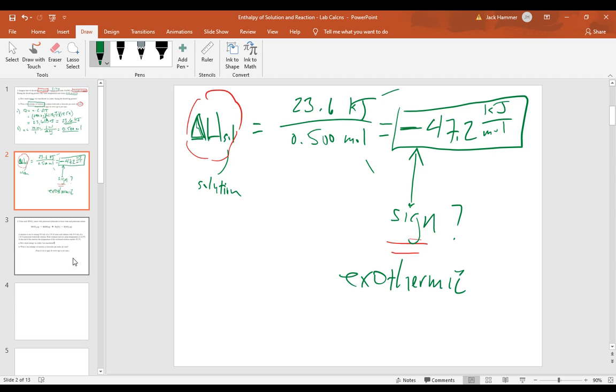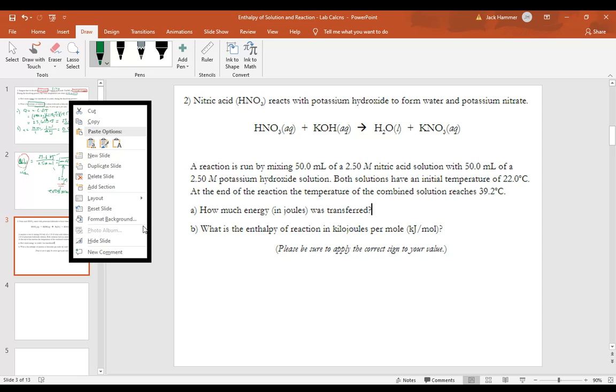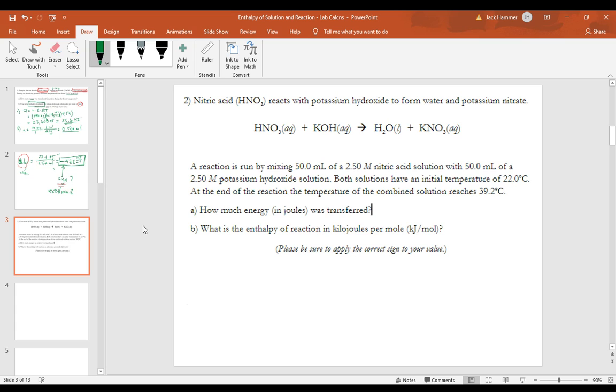Okay, so now let's go on to the next one. Now this one is obviously a reaction, so this is not simply dissolving some compound in water. This is taking two substances. In this case, we have potassium hydroxide, and it's reacting with nitric acid. So it's an acid-base reaction.